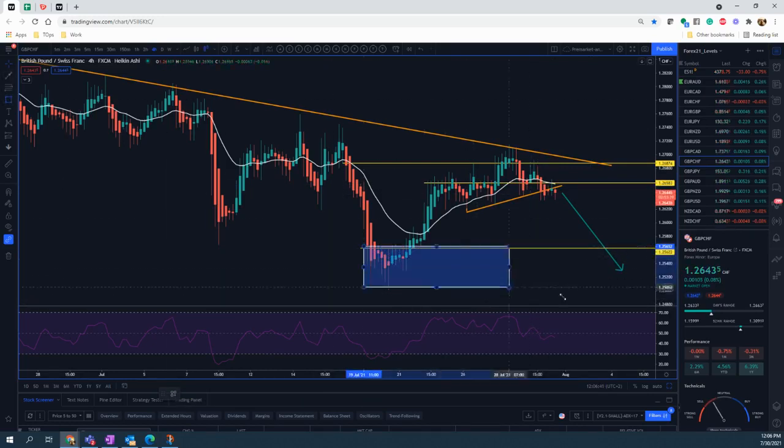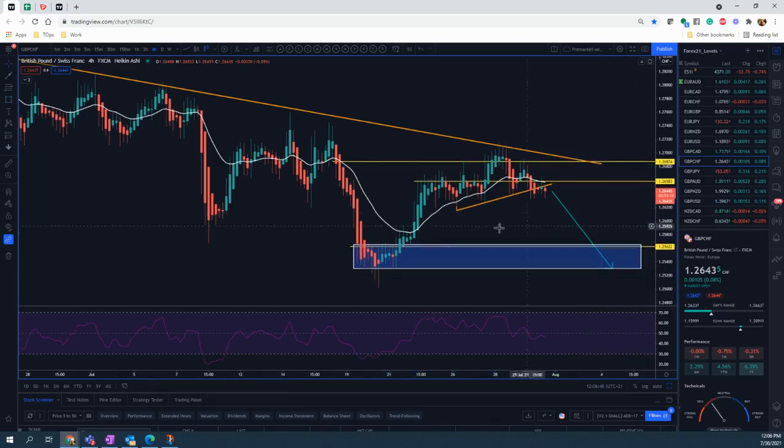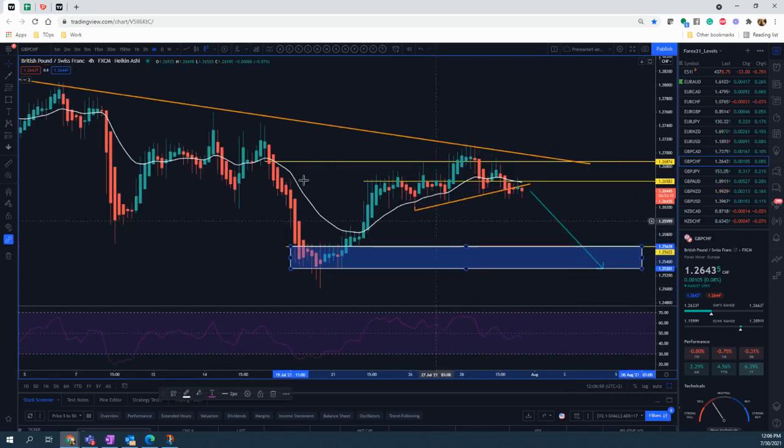We cannot really specify the exact level, but this is the area where it is going to hit. And then we can also see that we have here this head and shoulders pattern, which is actually a bearish price pattern. So right, that's it guys for my Forex vlog today.